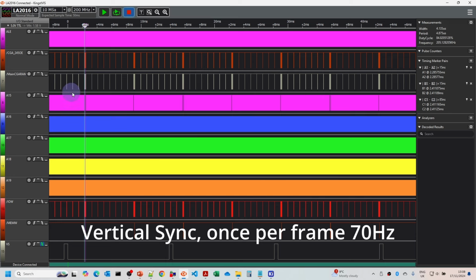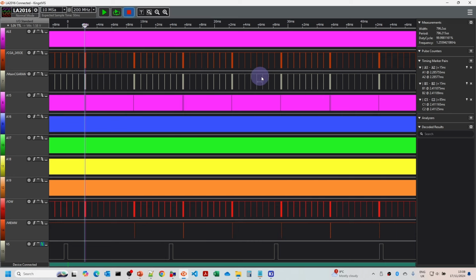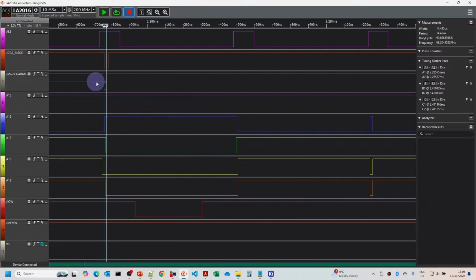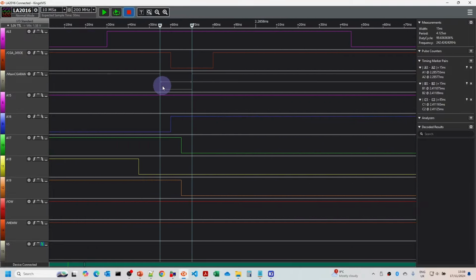Now what we can see here is there's an awful lot of activity on the CGA RAM chip enable, and we wouldn't expect anything there given there's no program actually writing to RAM at this point in time. So if we drill down a bit into this, if we look at one of these here, this particular CGA RAM chip enable going low is actually for a very short period of time.